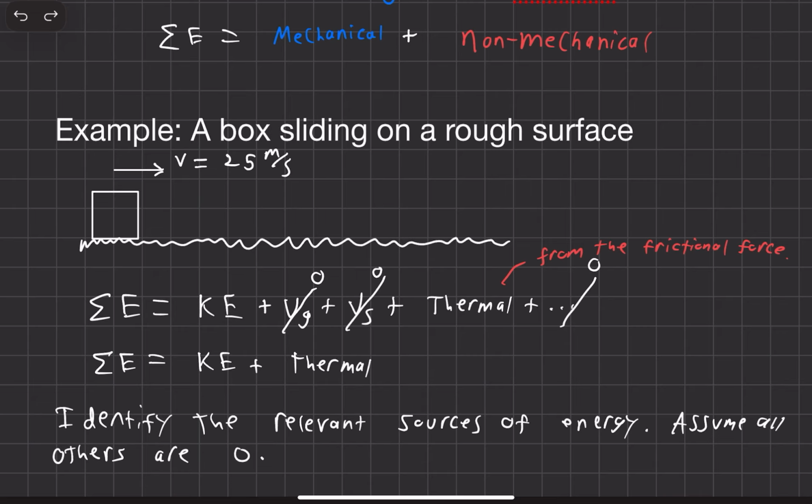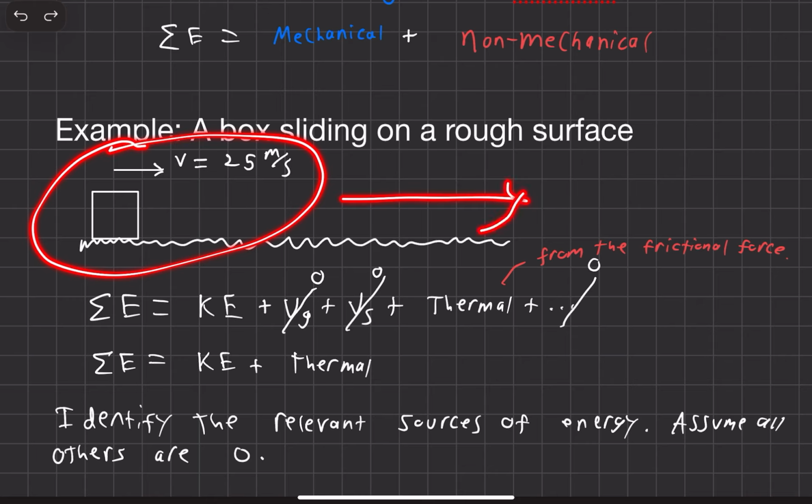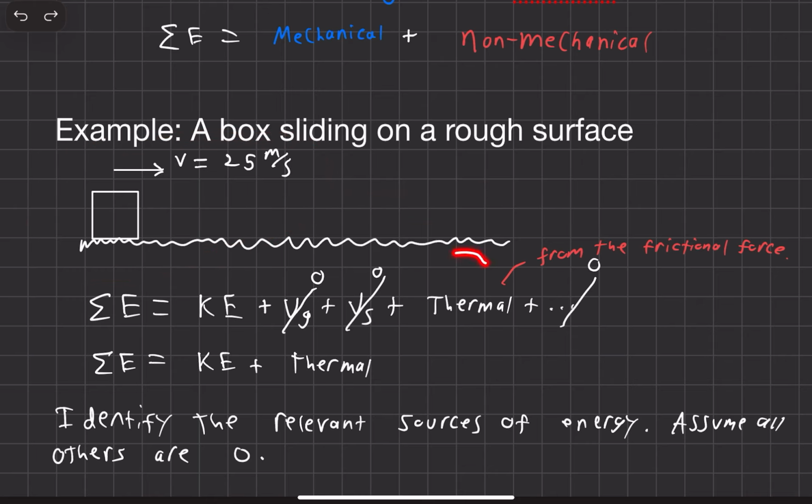Besides kinetic energy, this object is also going to have thermal energy from the frictional force. Friction causes things to heat up. You can observe this if you just take your two hands, rub them together, and you'll feel that they are warmer, at least on the surface. Friction can cause thermal energy. Assuming that this box has already been sliding, so this is at a time where it's already been sliding, we have some thermal energy due to the friction.